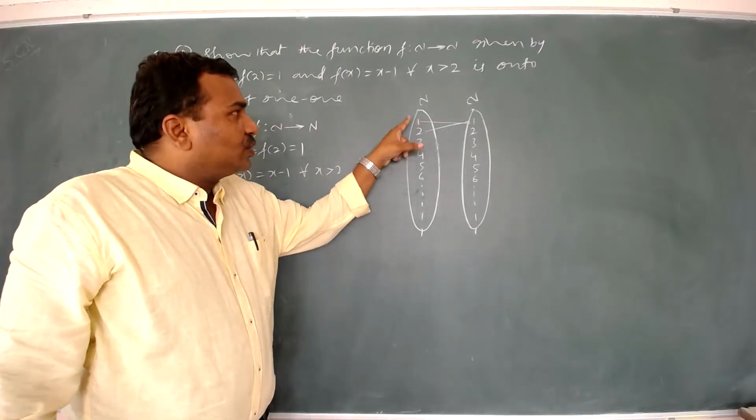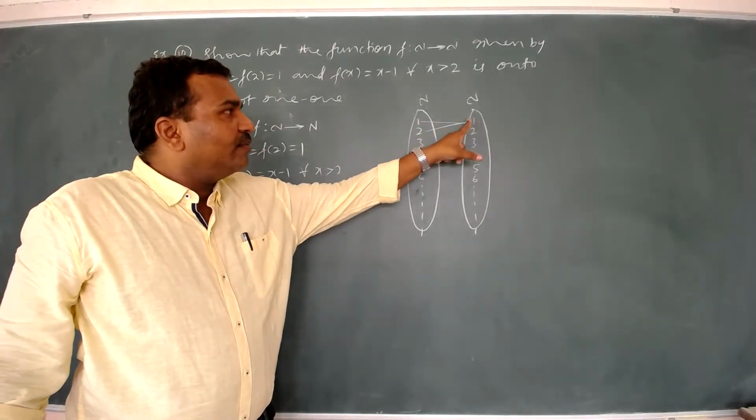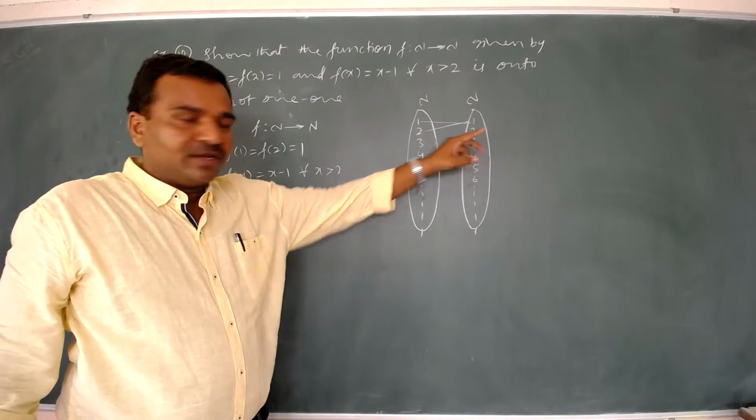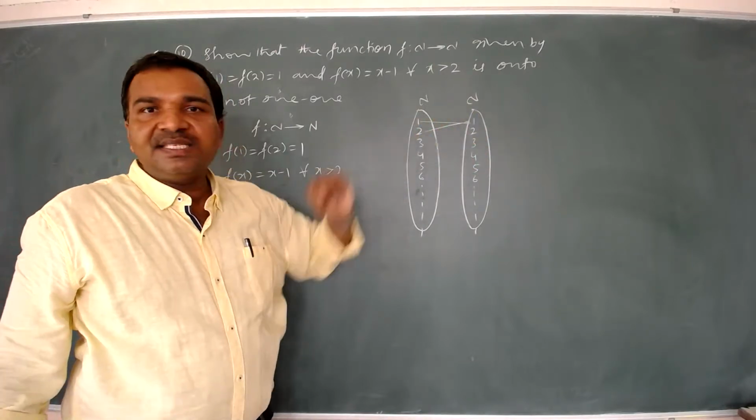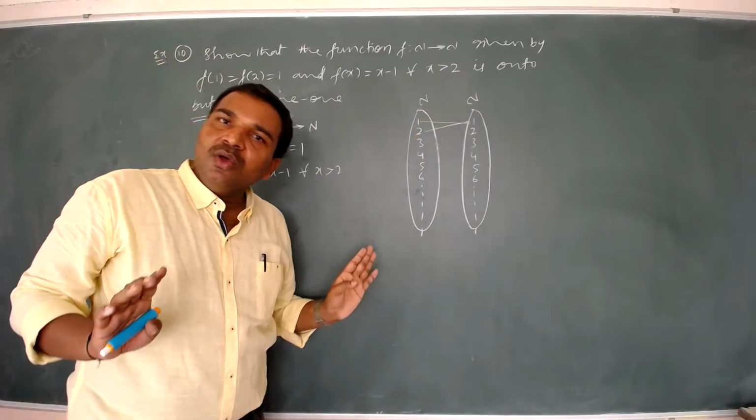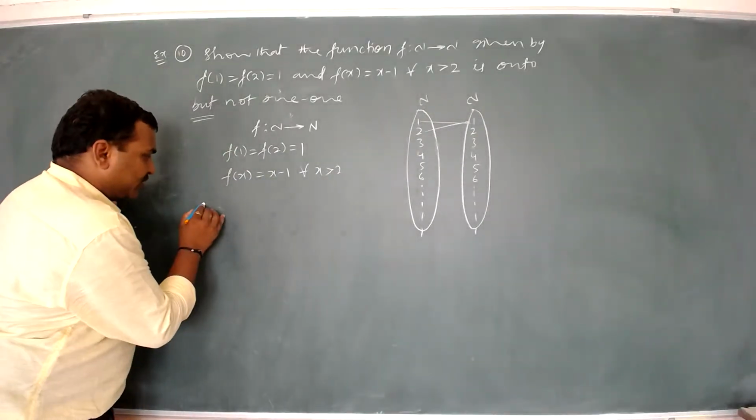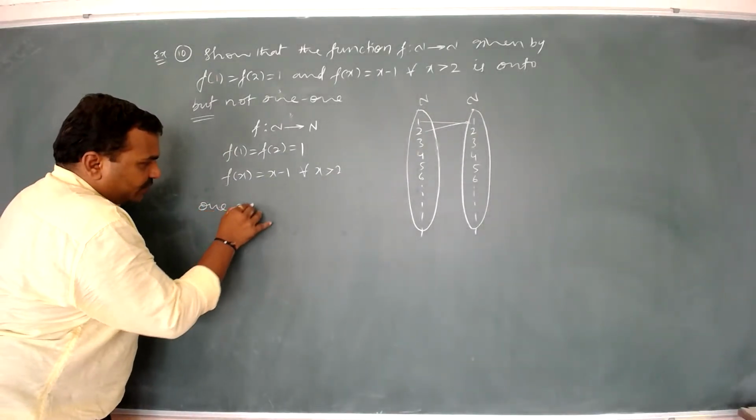Simply, the first two elements map to the single element 1. For two different elements, there is the same image. So, it is not 1-1. Okay? Next.